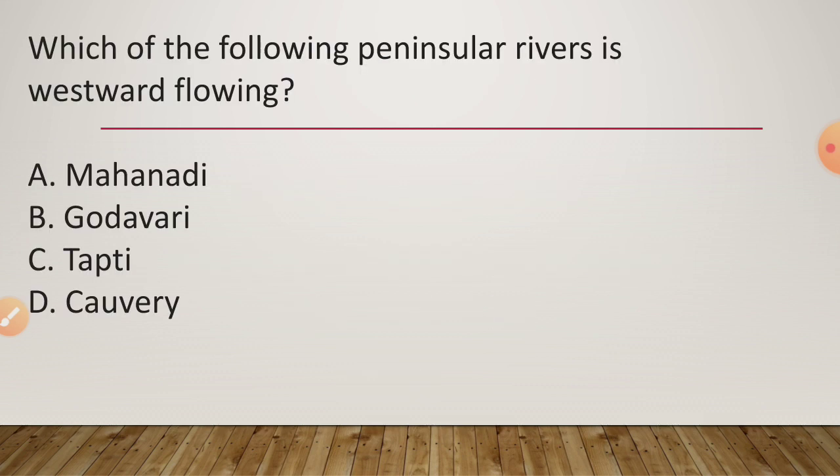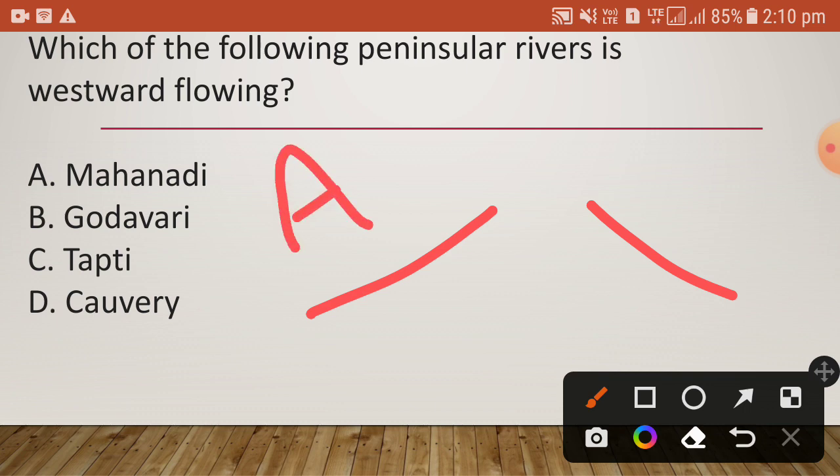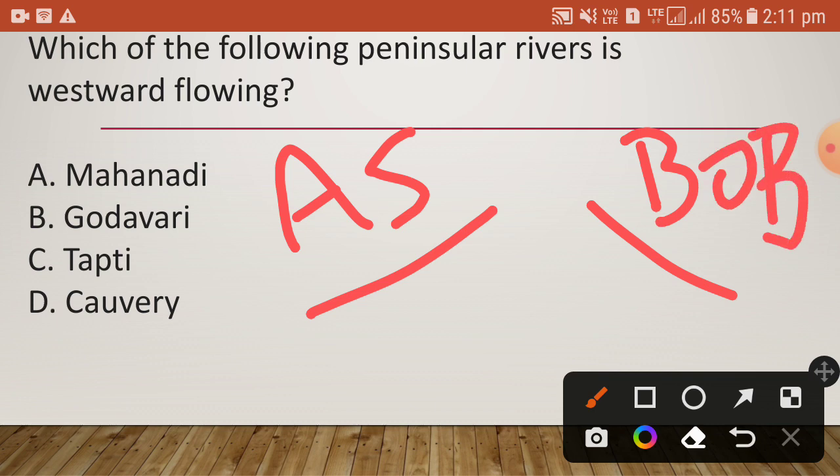So the first question is, which of the following peninsular rivers is westward flowing? See, in India there are two types of rivers, westward flowing and eastward flowing. You need to know the differences between these two. Some of them drain into the Arabian Sea, whereas some drain into the Bay of Bengal. You need to know which rivers go towards the west and which towards the east.